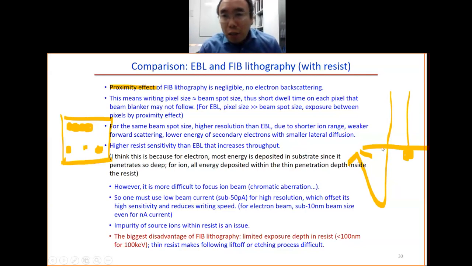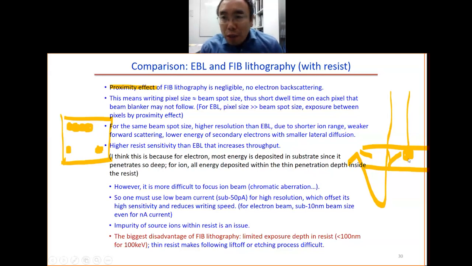So the reason is, when we have the electron beam, here is the resist. On the top part, you have the resist. Most of the energy is deposited into the substrate, so here the substrate is not utilized. Only the top layer is the resist.